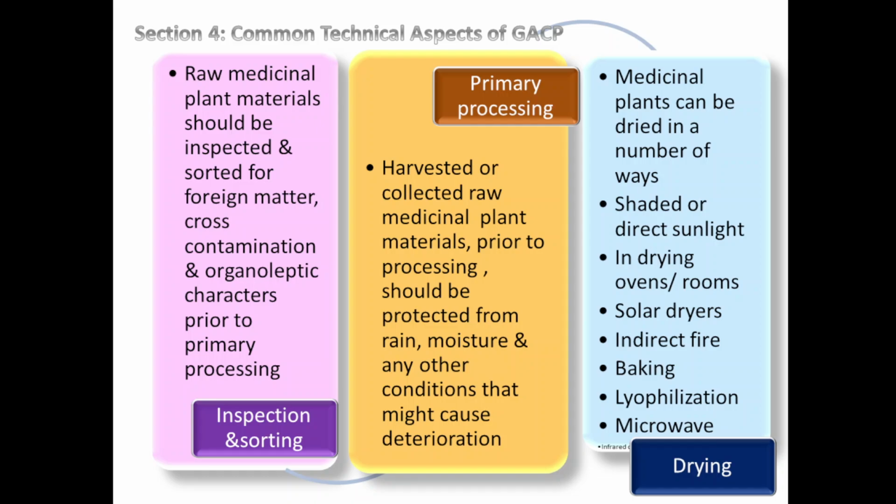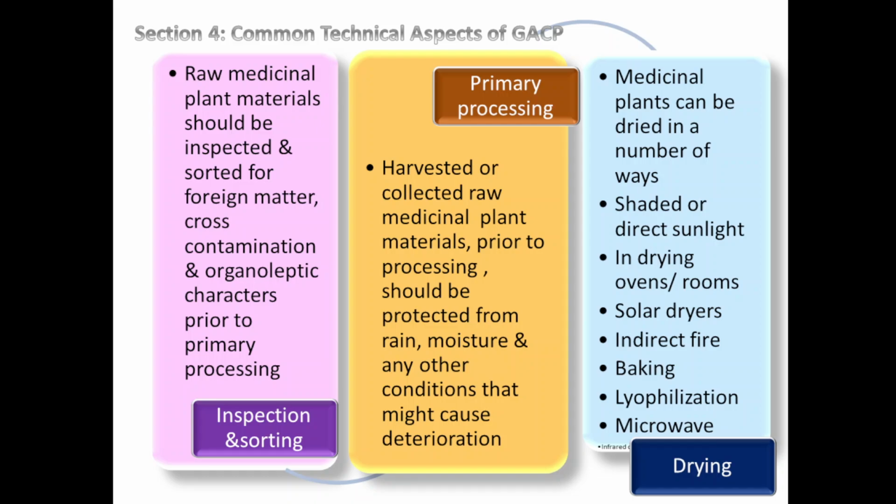So the processing area where all these activities are going on, that should be clean, aerated and it should provide protection from insects, rodents and other animals. Also the equipment which is used for primary processing should be clean, regularly serviced and maintain its cleanliness and quality. All the processing material should be inspected and the substandard quality of material should be removed. So in primary processing, the important step is drying.